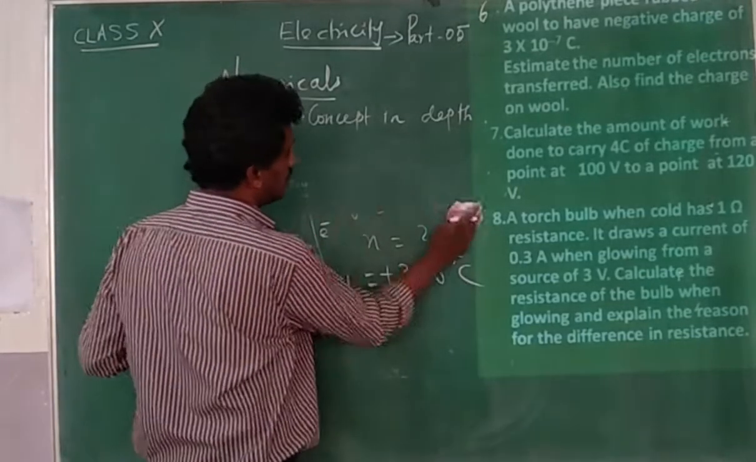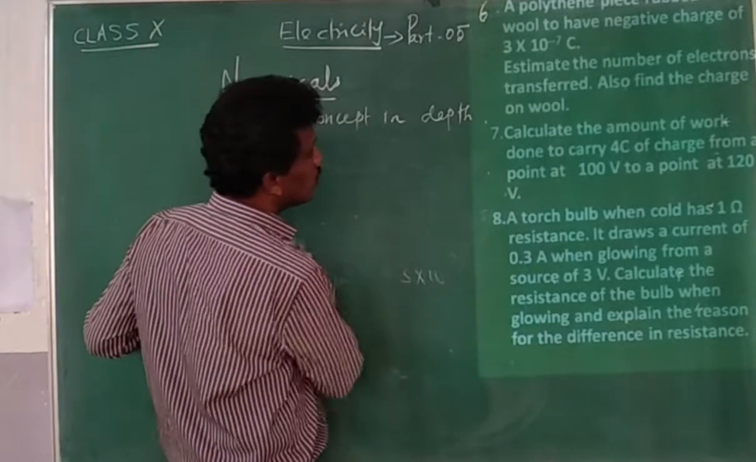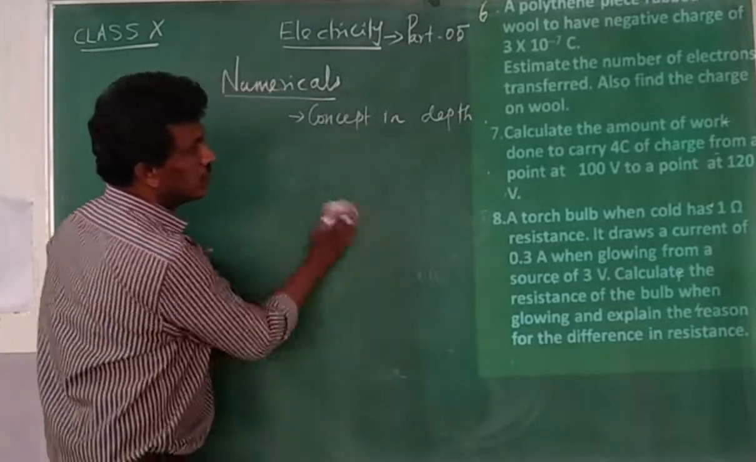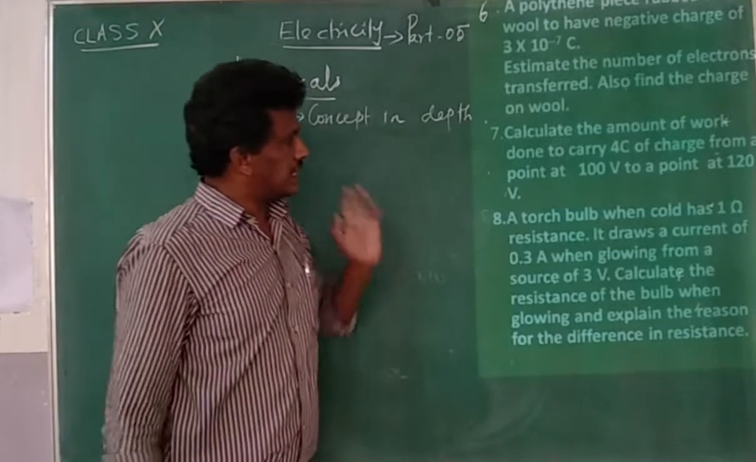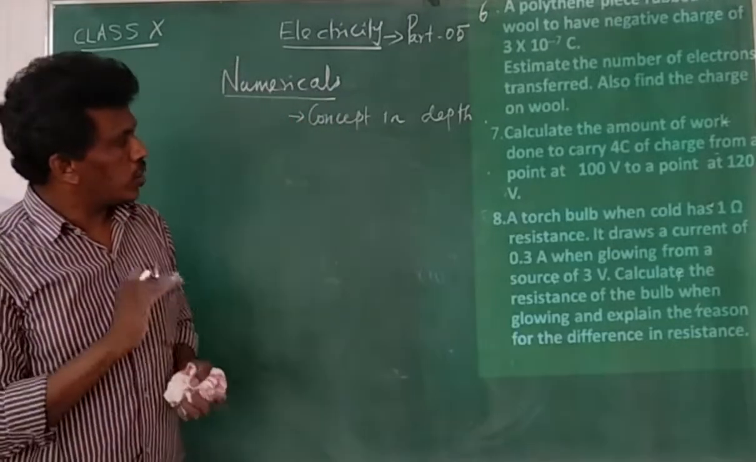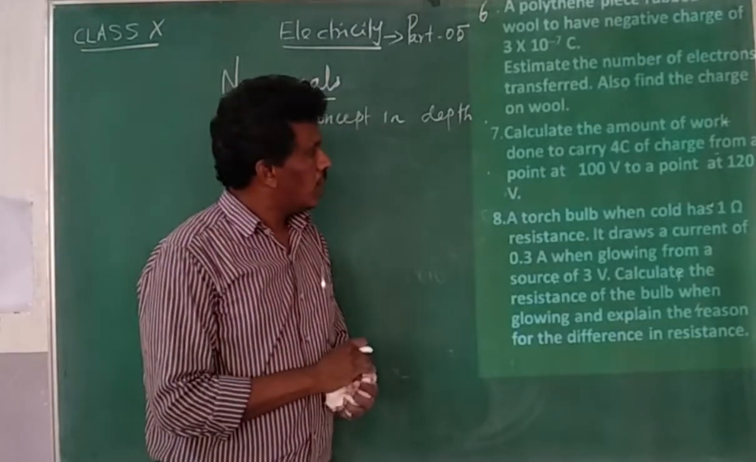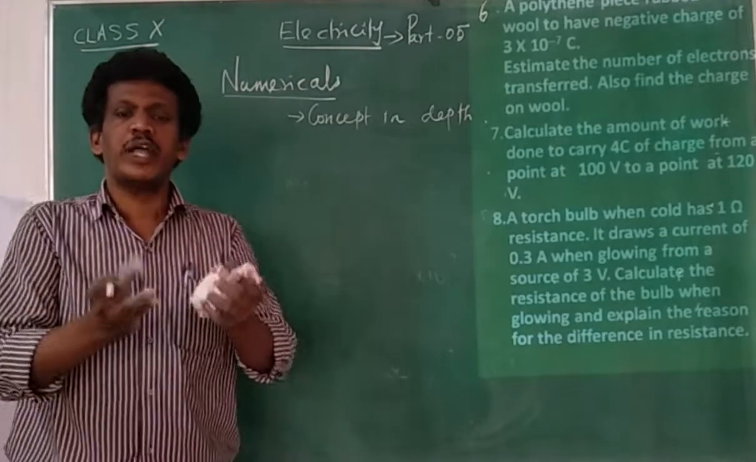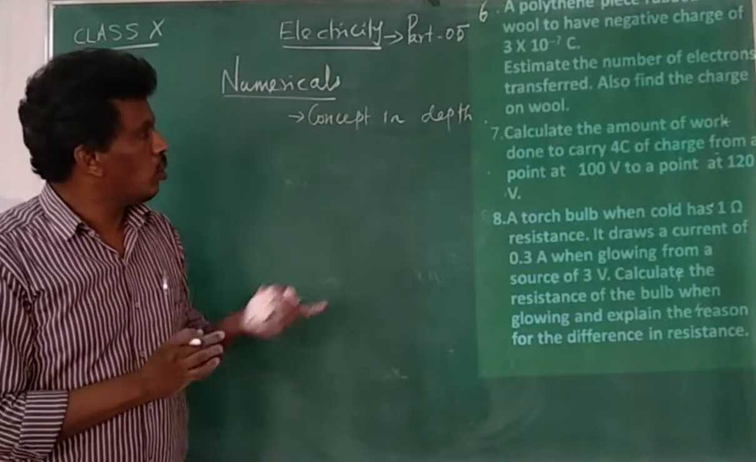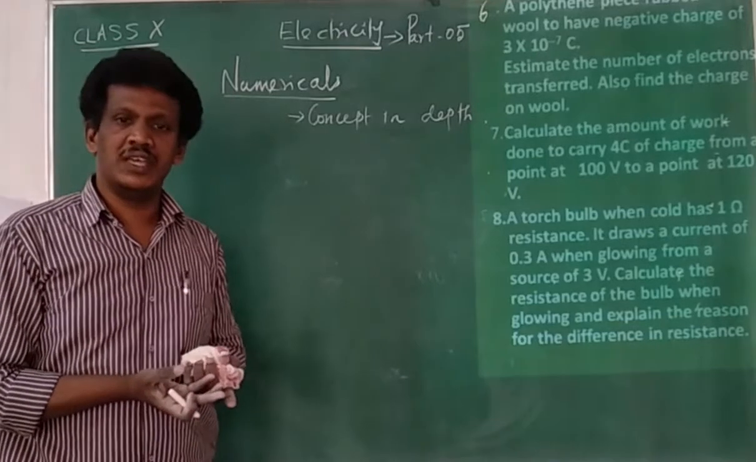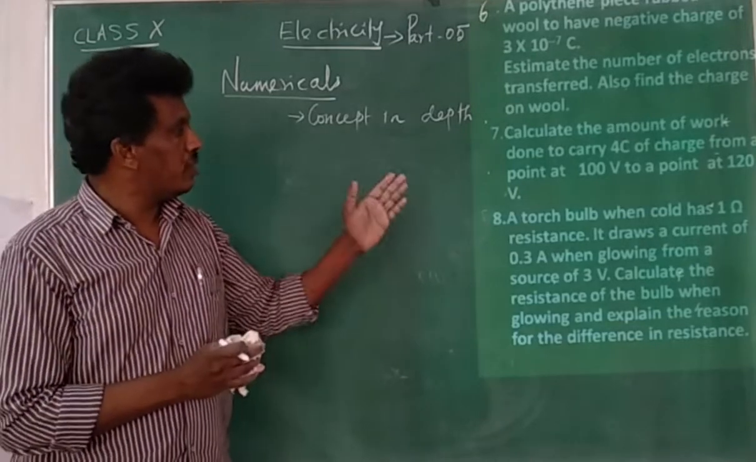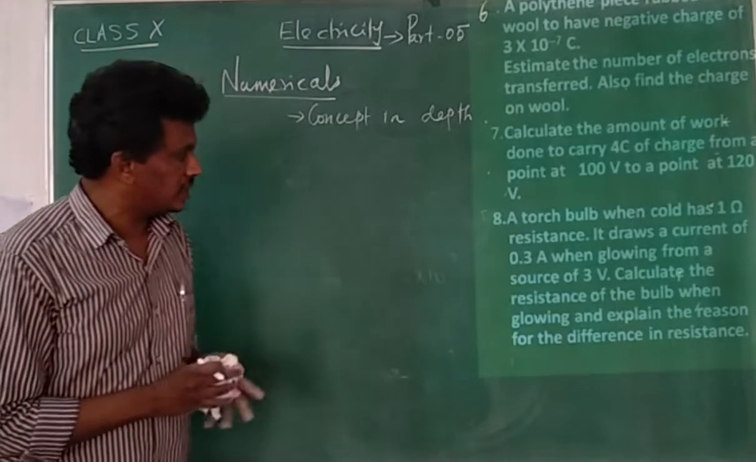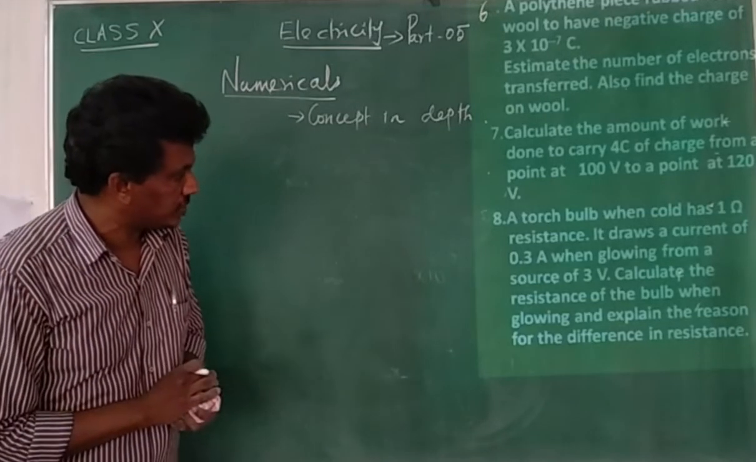Frictional electricity. Let us see question number 7. I think this was already discussed. Charge is 4 coulomb and 2 different points of potential are given. So automatically you will find out the potential difference. The amount of work done is QV. What is V? 120 minus 100. I think I can skip this question. Very well, you will do it.